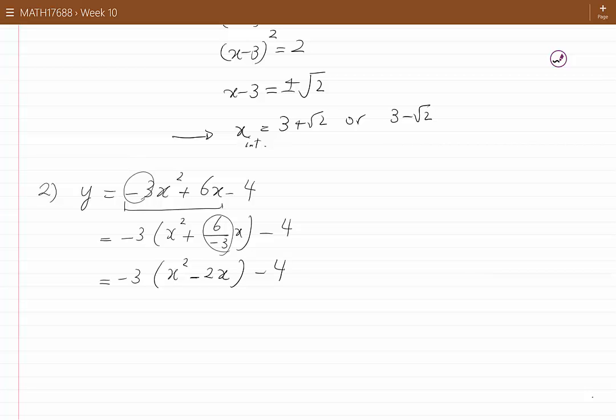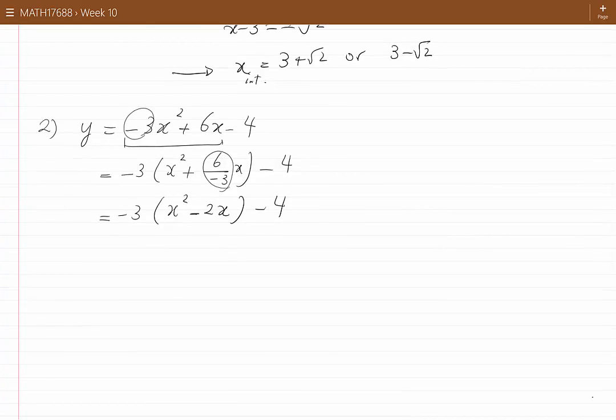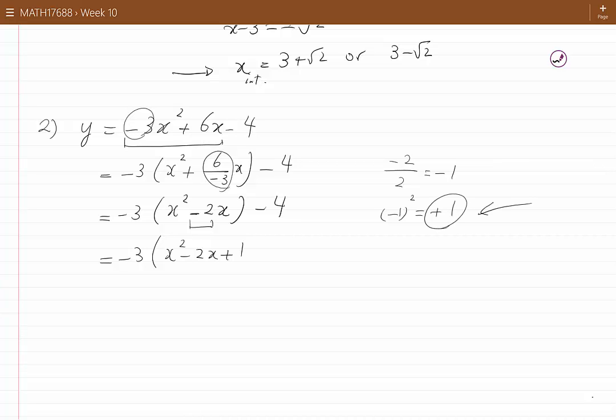Now let's look at the coefficient of x. It is minus 2. Divide this coefficient by 2, you would get minus 1. And square the result, you would get plus 1. Inside the bracket, beside minus 2x, add a plus 1, which you found here, and subtract it. And you have minus 4 at the end.